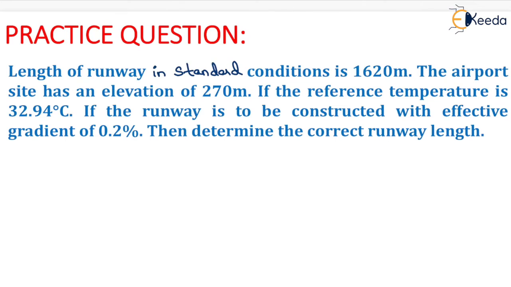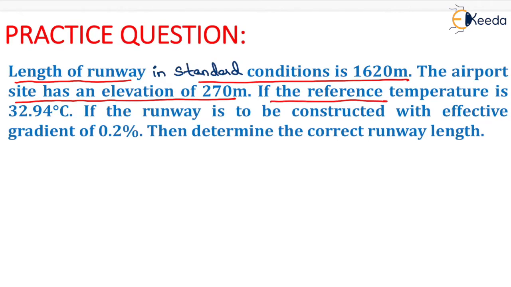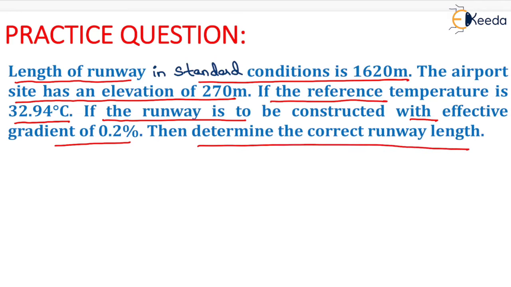The question is given as: the length of the runway in standard condition is 1620 meter. The airport site has an elevation of 270 meter. If the reference temperature is 32.94 degrees Celsius and the runway is to be constructed with an effective gradient of 0.2%, then determine the corrected runway length. Now we have to find the corrected runway length.